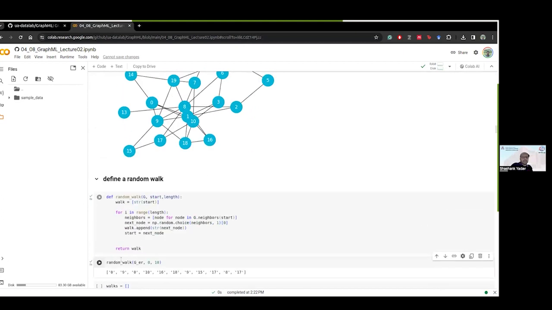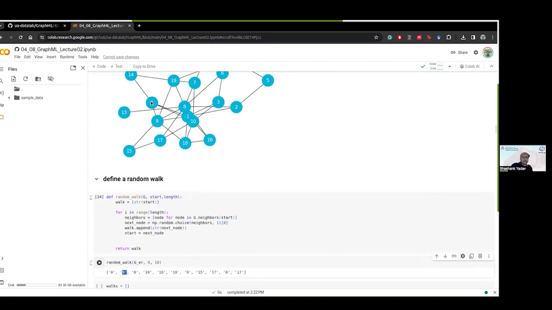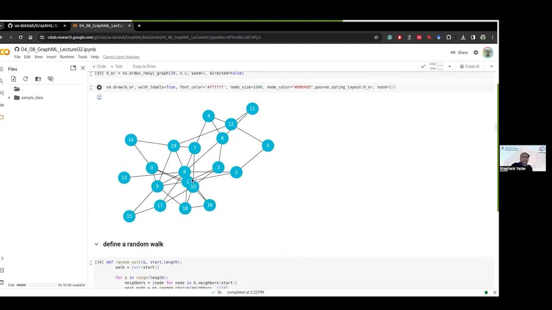What it's doing is starting from node 0 and going to node 9. So 0, 9, then back to 0 again, then 10, and then 16. Now this random walk is exploring the bottom part of the graph: it starts with 0, goes to 9, back to 0, to 10, to 16, to 18, back to 9, to 15, to 17, then back to 8, and then 17. So now in this random walk, we have some idea that these nodes are connected.